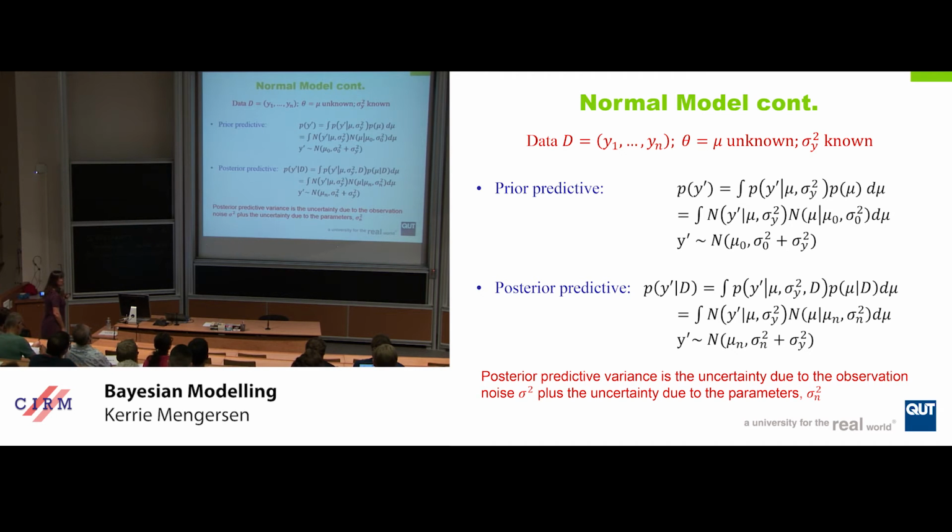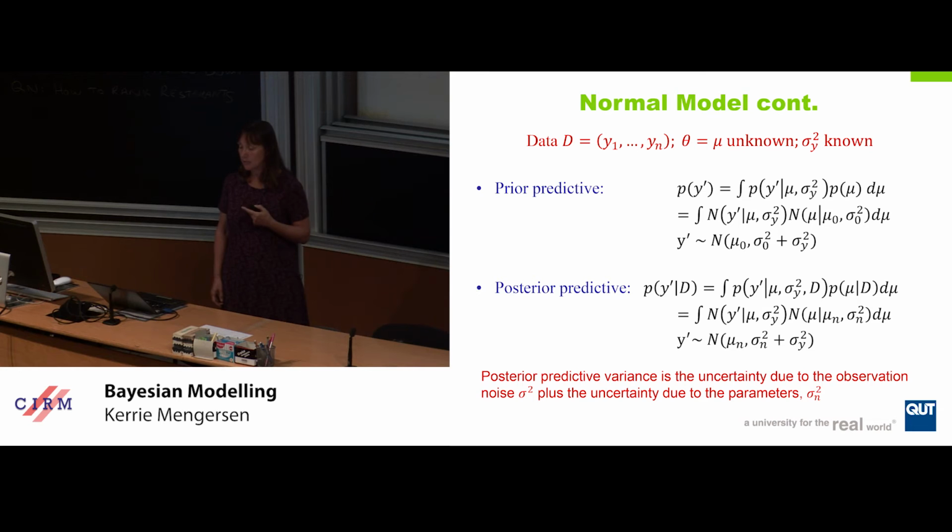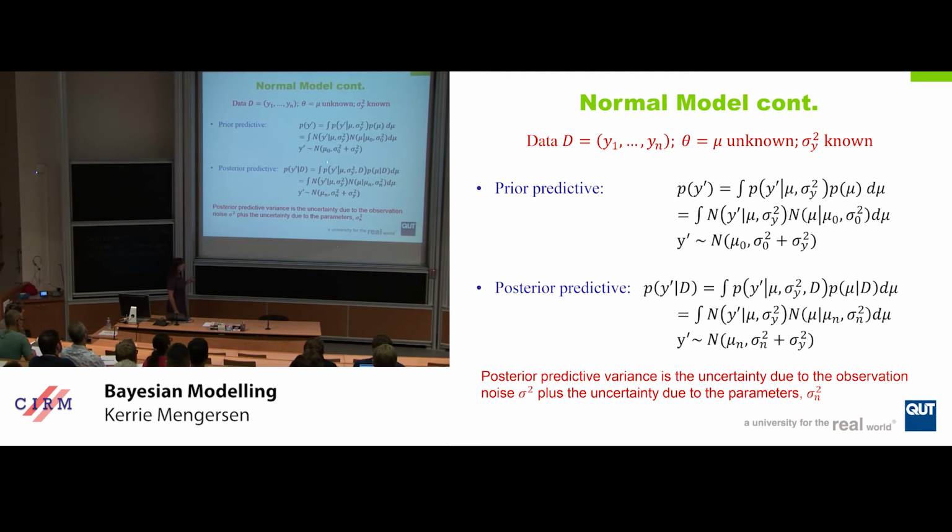So we can also talk about our prior predictive distribution and our posterior predictive distribution. Our prior predictive distribution is what we predict for our data just based on the prior, so integrating over the unknowns, in this case mu. If we look at that, we get a prior predictive distribution which has the prior mean, which is what we would expect. But now our variance is going to be based on our prior variance and the variance from our data, which is what we would expect.